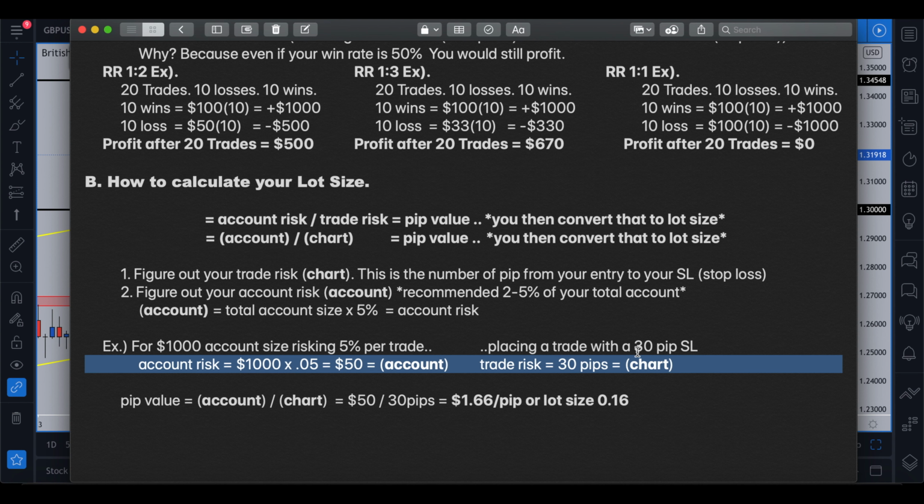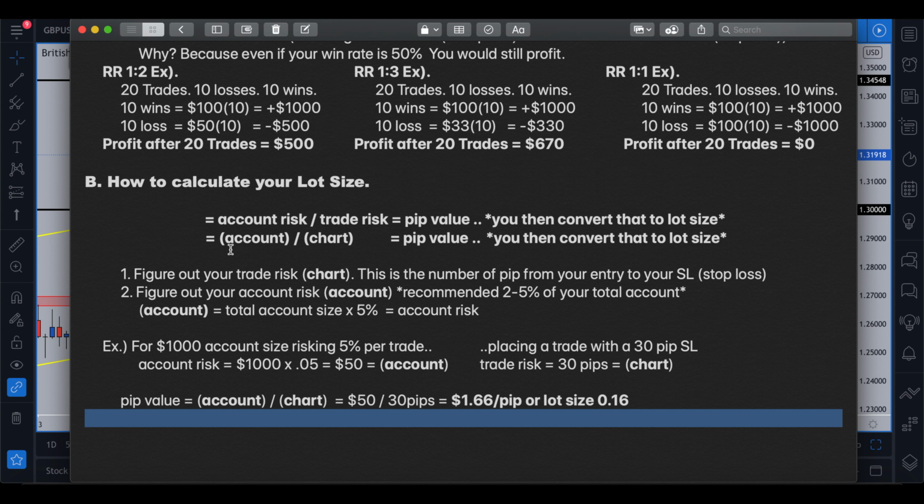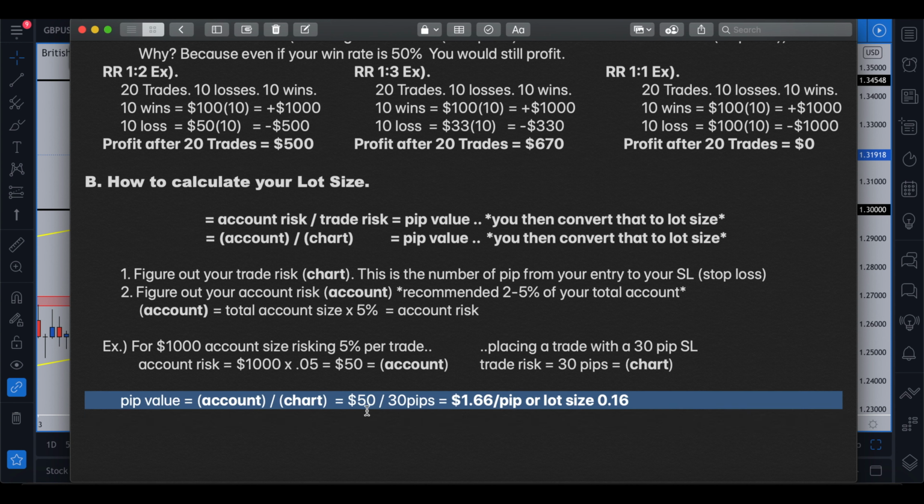Your trade risk is whatever the trade says, how much you're risking per trade. In this case, 30 pips. So plug into the formula. It's that simple. Account divided by chart. That'll give you your pip value. So 50 divided by 30 equates to $1.66 per pip.